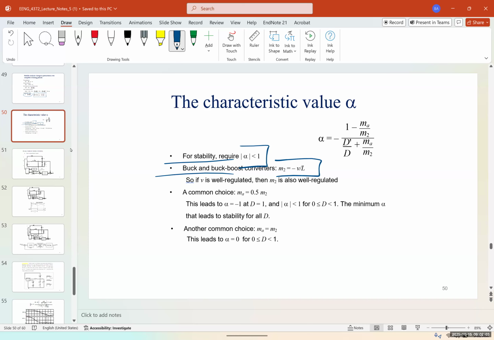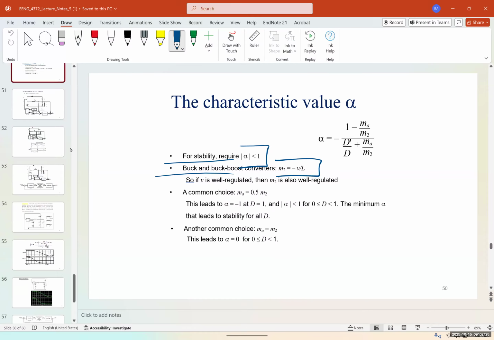This leads to alpha being -1 at D equal to 1 and alpha less than 1 for D between 1 and 0, the minimum alpha that leads to stability for all D. Another common choice is MA equal to M2, and this leads to alpha being 0 for D between 0 and 1.